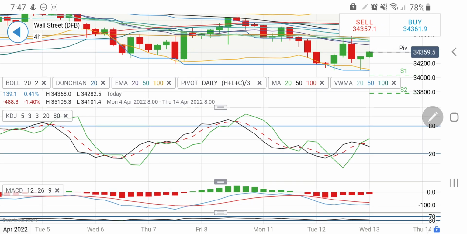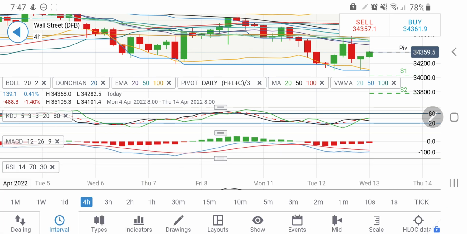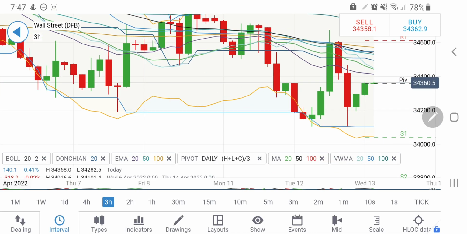4-hour stochastic looking downwards there. MACD trying to converge and cross over on the buy side. RSI looking upwards here. Similarly, on the 3-hour charts, you can find this is the second green candle. You can clearly see, it is taking a support, very strong support at 34,100.